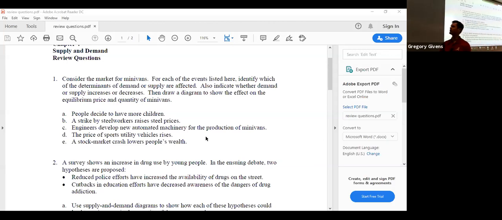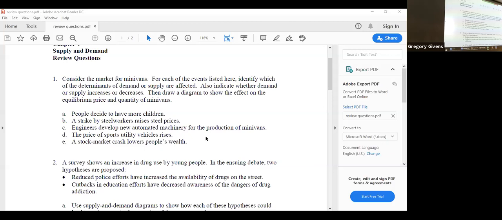How about the price of sport utility vehicles rises? What do you think happens to the market for minivans in that case? SUV prices go up. Affect the demand or supply, you think, for minivans? Sean? Why?